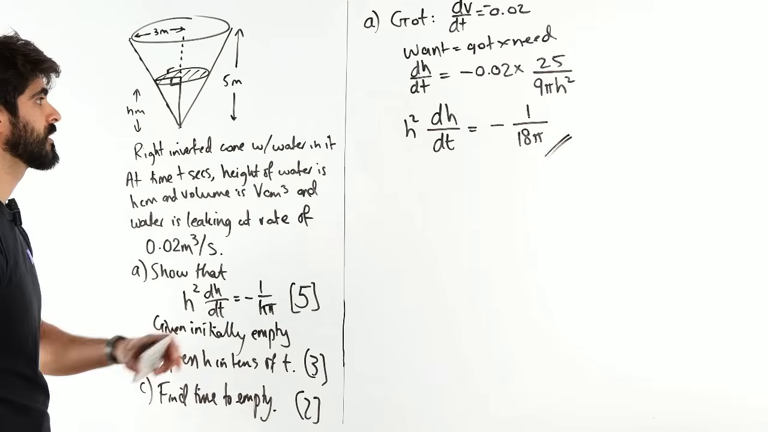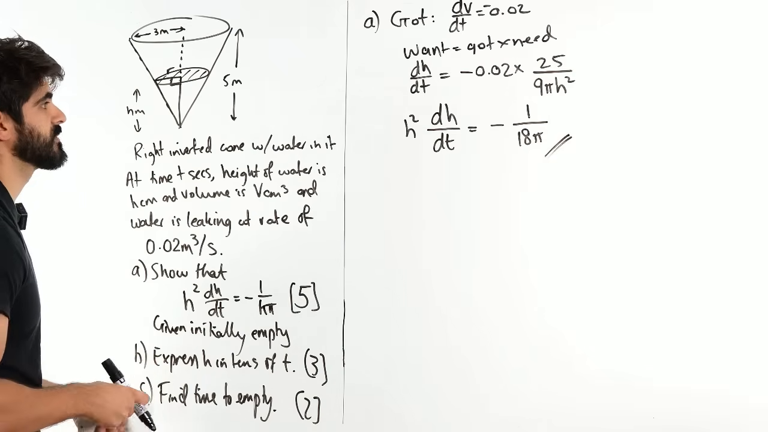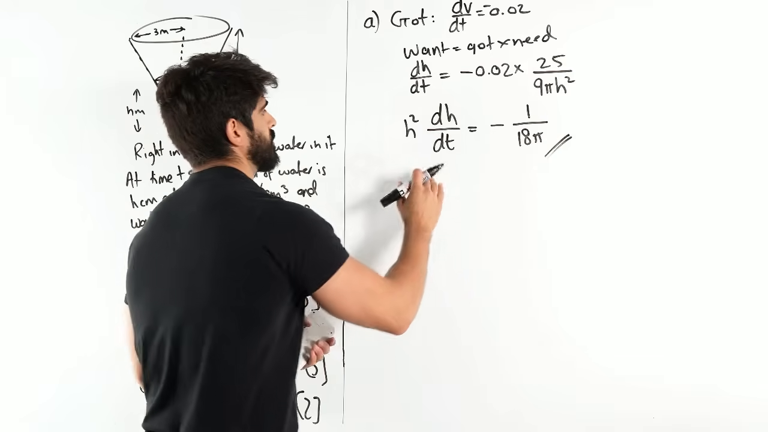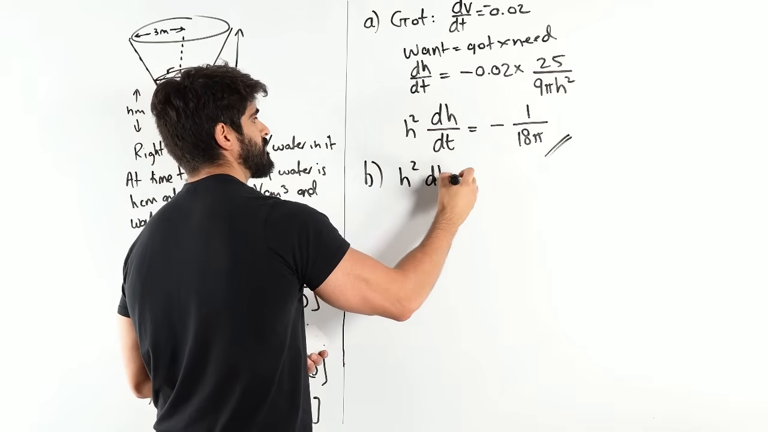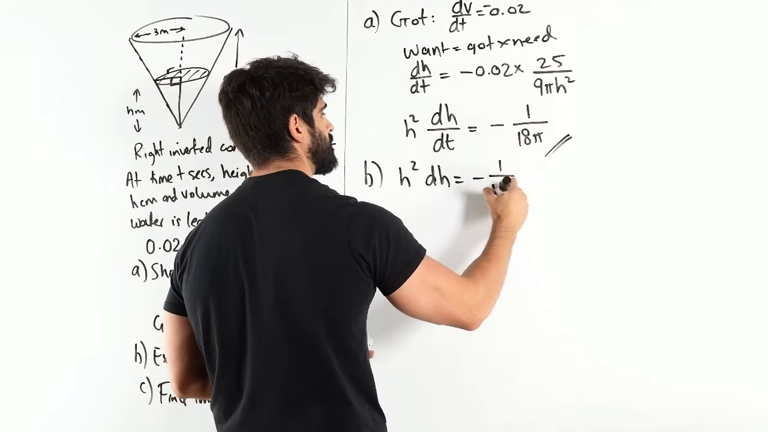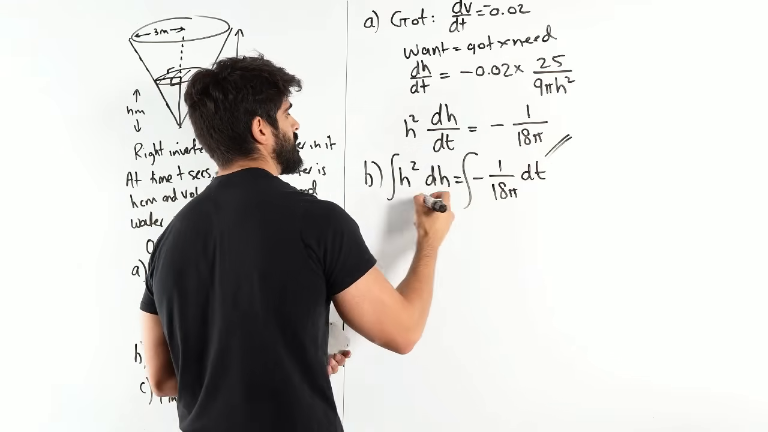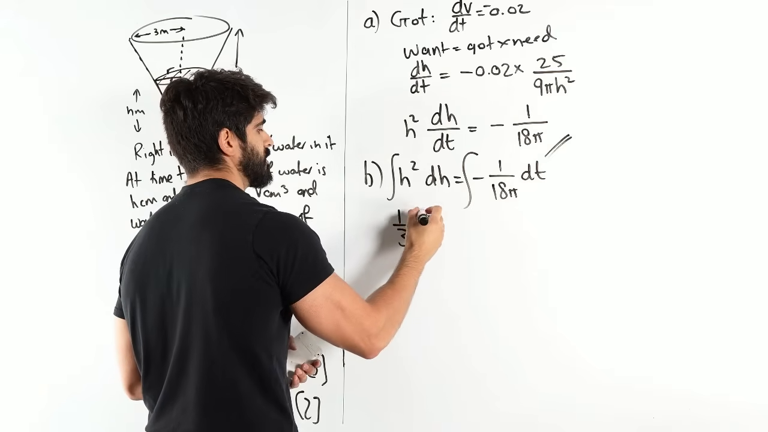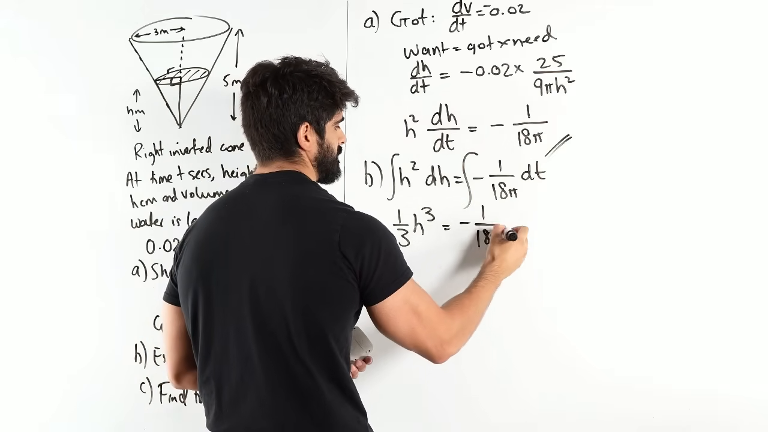Cool. It says, given that it's initially empty, express h in terms of t. So that's to solve this. We're going to times through by dt. All the h's are on one side. Times through by dt. Integrate both sides. That'll be 1/3 h cubed. This is just a number. So we just add t next to it.